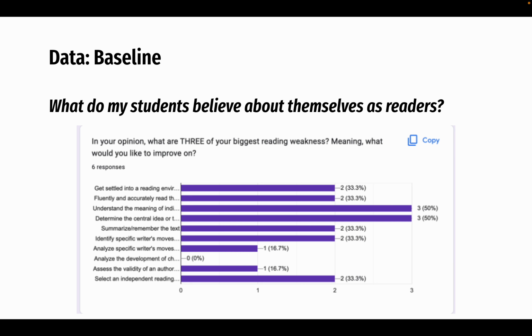On the flip side of that question, I also asked what they thought their three biggest reading weaknesses were, or what they would like to improve on. Most of the students identified understanding the meaning of individual words or phrases in a text, determining the central idea or theme in a text, and then there was a five-way tie between some of those other reading standards.